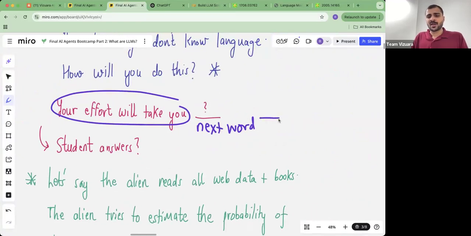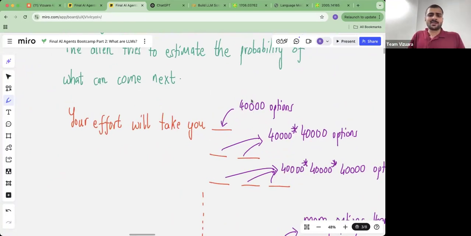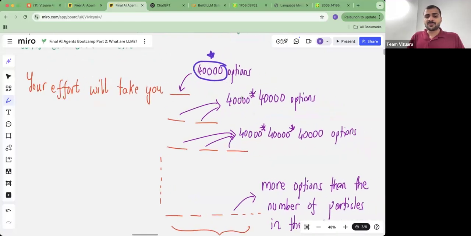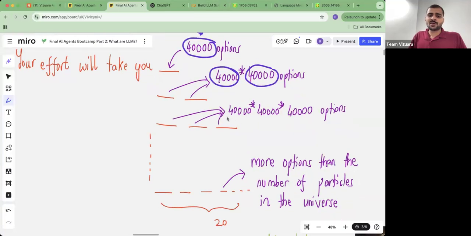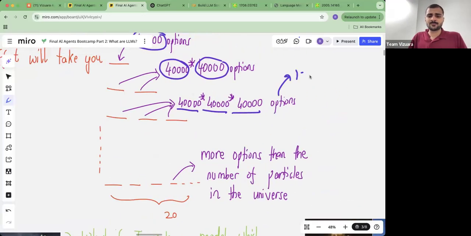But what about the word after that, and the word after that, and the word after that? What if you want to predict an entire sentence? This is where the problem comes, because if you look at the English language, and let's say the vocabulary has 40,000 words, right? If you want to predict one word into the future, there are 40,000 options. If you want to predict two words into the future with such a probabilistic approach, there are 40,000 multiplied by 40,000 options. If you want to predict three words into the future, there are 40,000 multiplied by 40,000 multiplied by 40,000 options. That's around 1.6 trillion options.